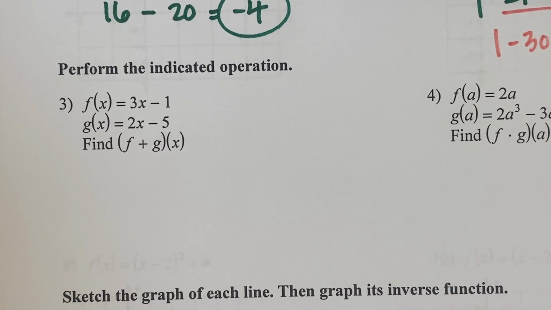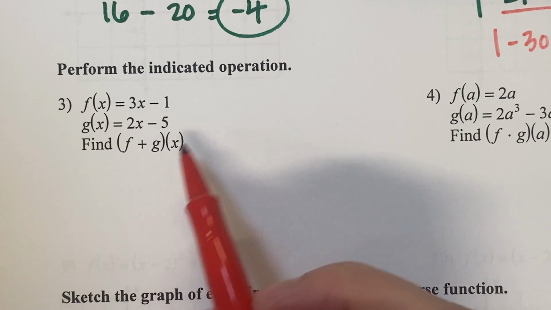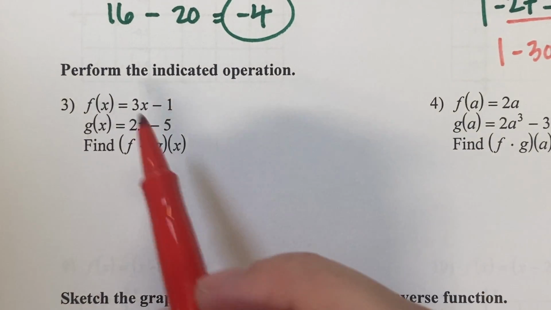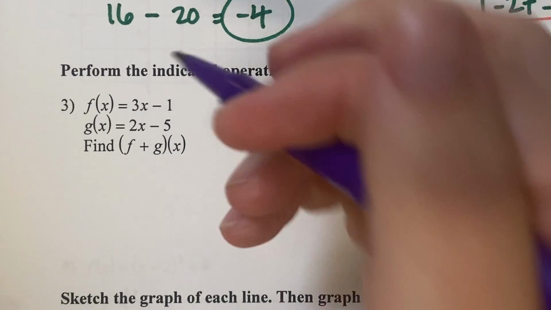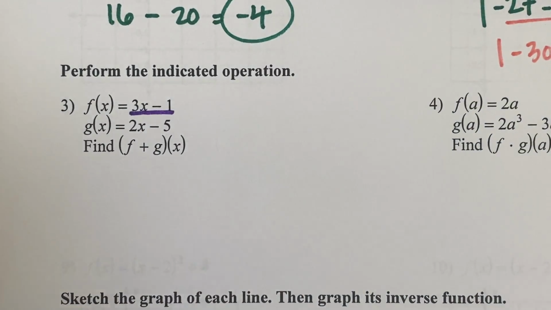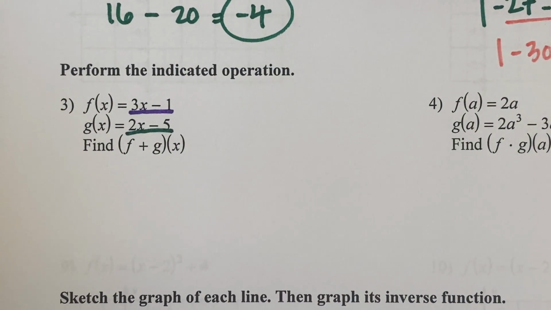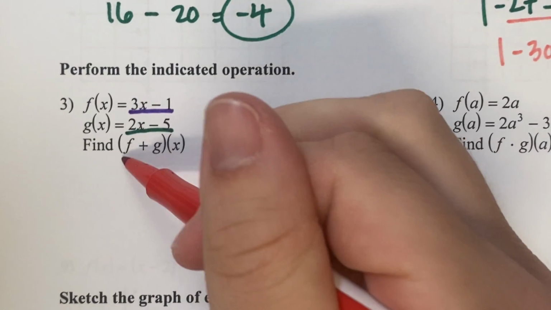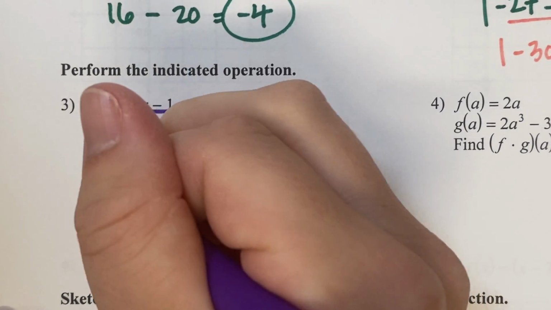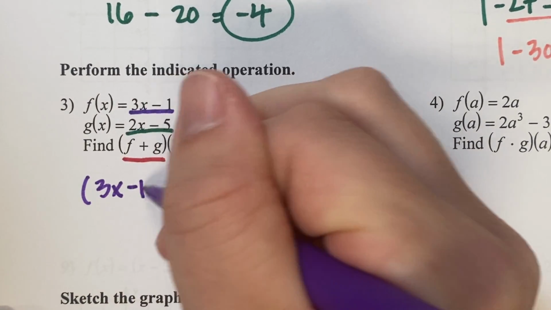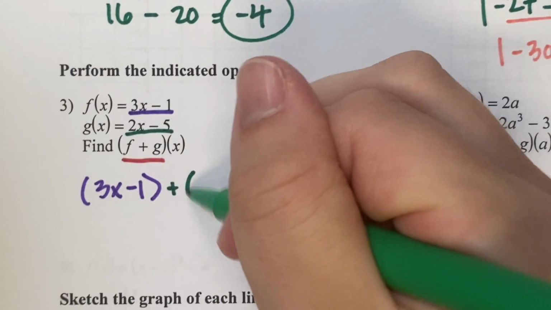Now, for number 3 and 4, again, it's giving us two functions, and then it's telling us to perform an indicated operation with those two functions. My first function, f of x, is 3x minus 1. My next function, g of x, 2x minus 5. And it wants us to add these two functions, f plus g of x. Well, that just means we're going to take f of x and add it to my g of x.